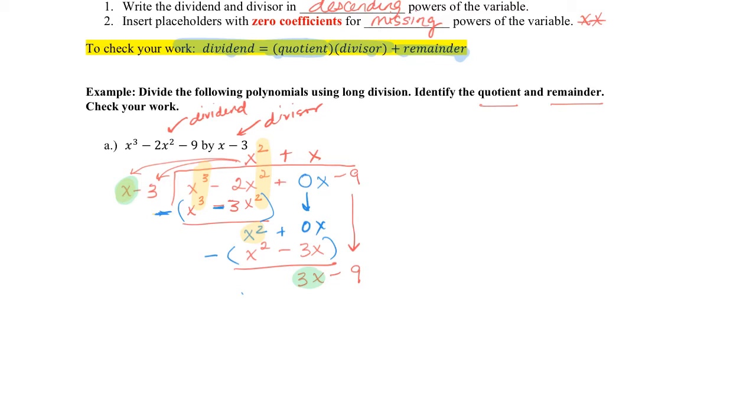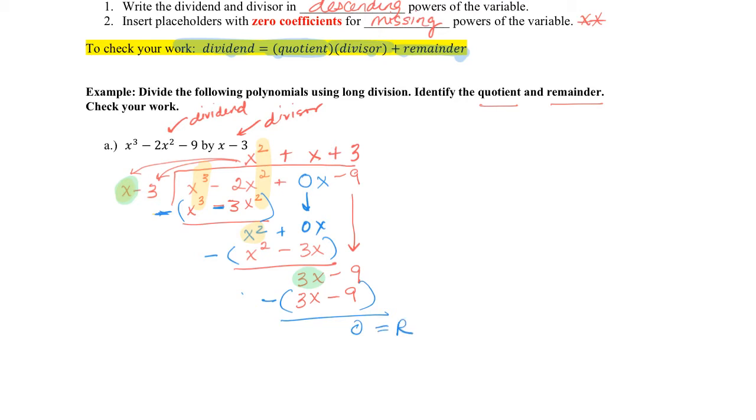And the answer is 3. So positive 3. So now I'm in the column of coefficients, no x values. So 3 times x is 3x. 3 times negative 3 is negative 9. Be careful, we're subtracting. 3x minus 3x is 0. Negative 9 minus negative 9 is 0. And so 0 is my remainder.